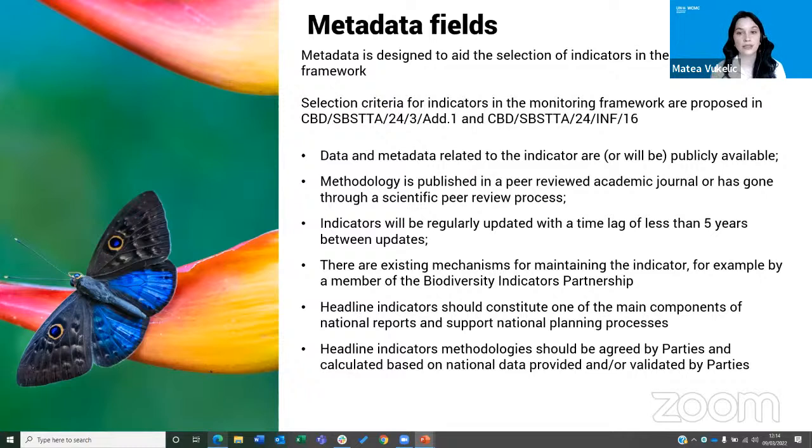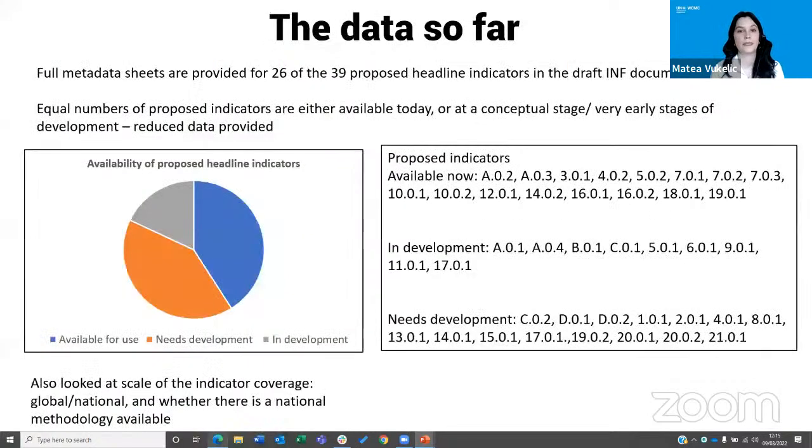There are already existing mechanisms for maintaining these indicators, for example, by a member of the Biodiversity Indicator Partnership. But headline indicators should be able to be used in national reporting and support national planning processes. And also methodologies for these indicators should be agreed by parties and calculated based on national data provided or validated by parties. Next slide, please.